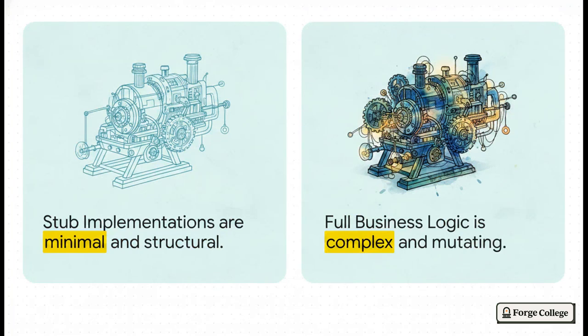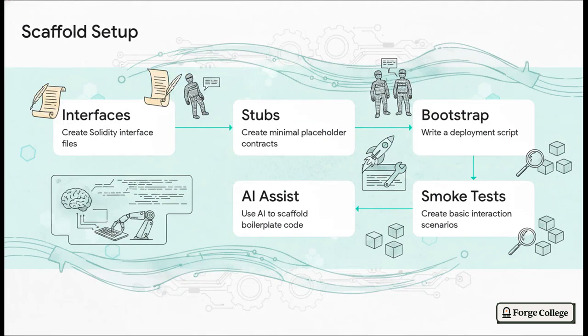And adopting this structural focus completely changes your workflow. Looking on the left, stub implementations are minimal and entirely predictable. On the right, full business logic is complex, it mutates state, and, well, it breaks things. By isolating these phases, you completely bypass the absolute dread of early compiler errors. You lock down the structure first, and you mutate state later. Simple as that. Let's look at how this builds sequentially into a runnable environment.